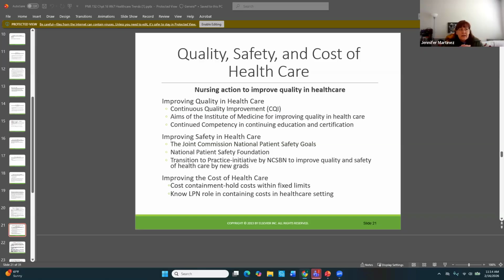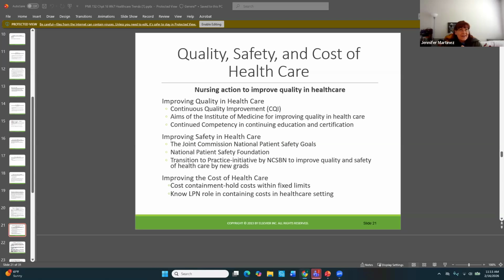The aims of the Institute of Medicine for improving quality in healthcare. There are six aims underneath the Institute of Medicine, and it's STEEP, is the acronym. So it's SAFE, is S. So avoid injuries to clients from care that is intended to help them. T is for timely, so reducing waits, and sometimes harmful delays for both those that are receiving care and those who we're giving care to.